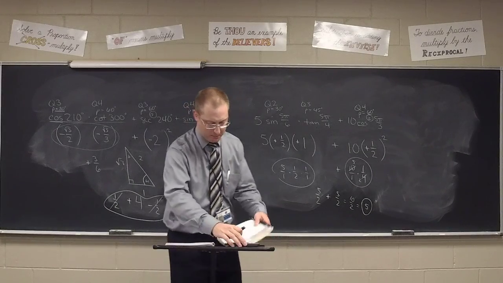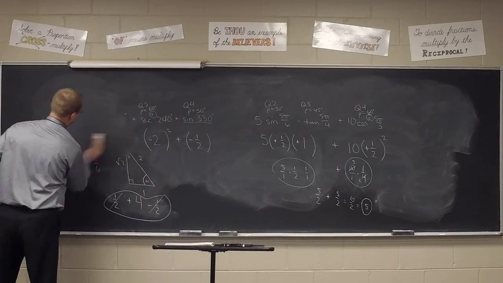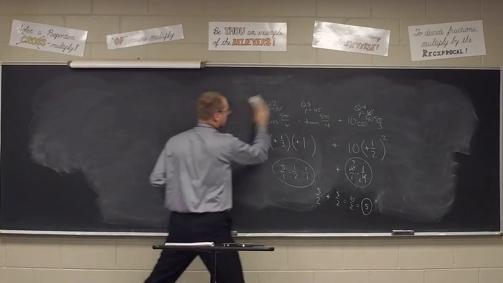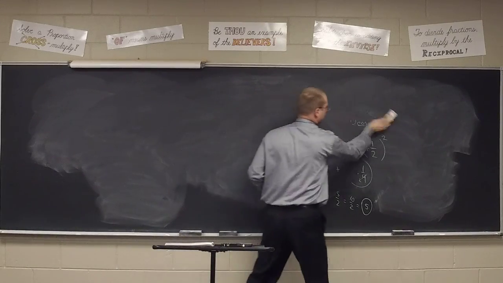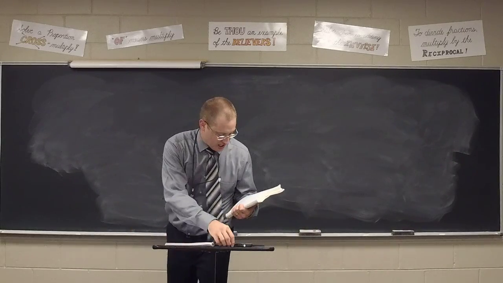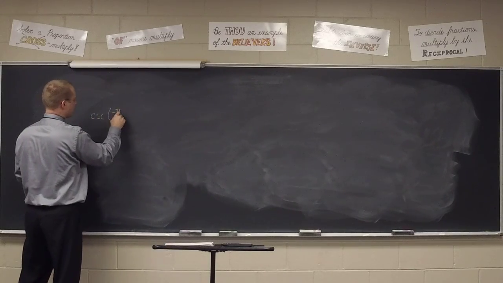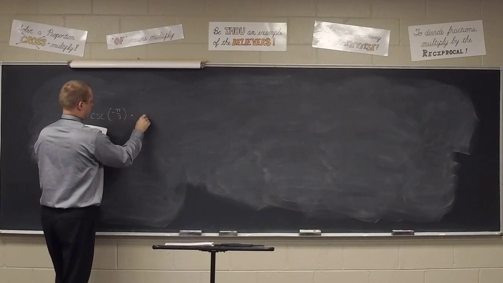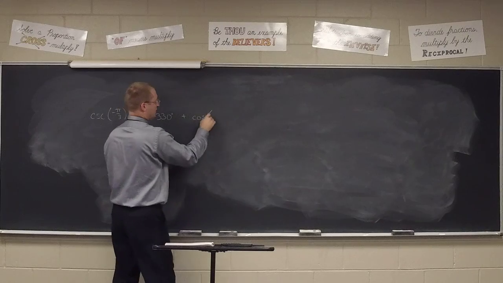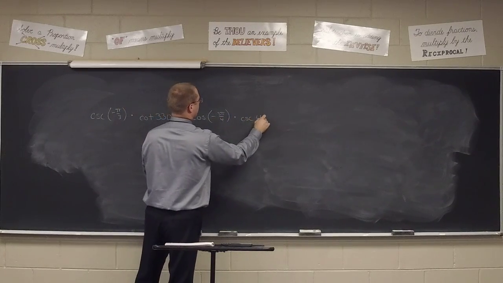Number 21, go ahead and copy it down onto your paper. Got the cosecant of negative pi thirds times the cotangent of 330 degrees plus the cosine of negative 3 pi over 4 times the cosecant of 45.